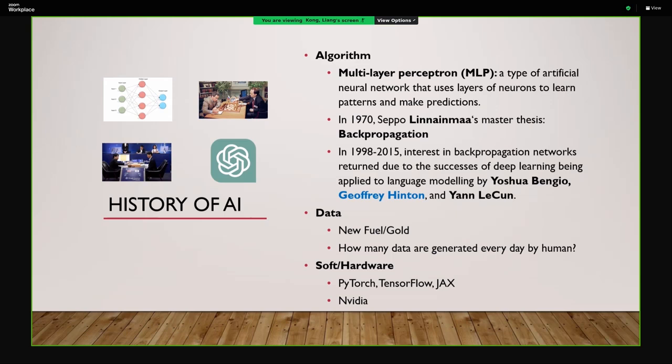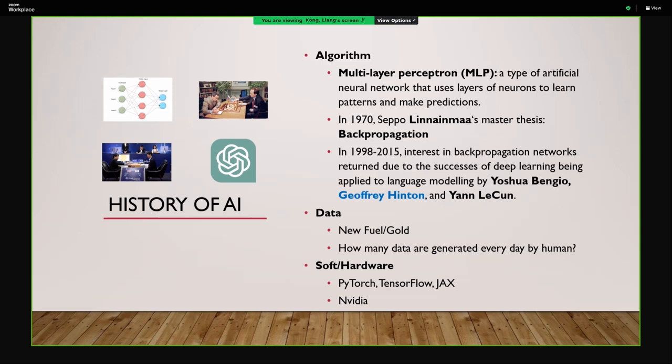In my opinion, there are three most important components for why AI developed this way. The first one is the algorithm. We should have an algorithm to train on the data. Second is the data. We should have a lot of data to train the model. Third is how you do it, the software and hardware you have.